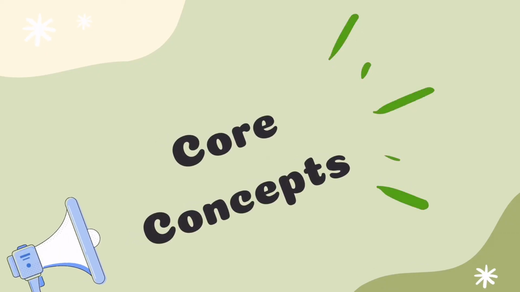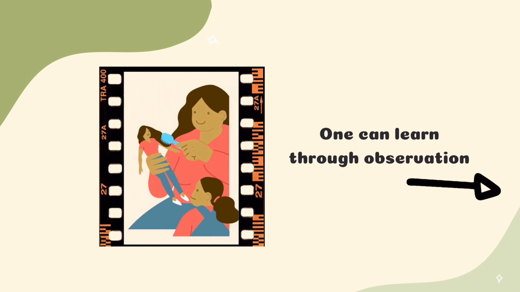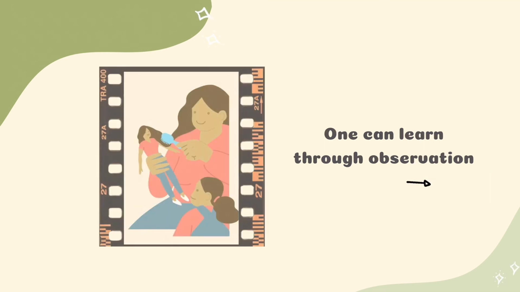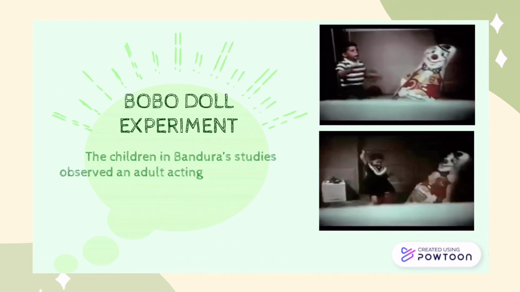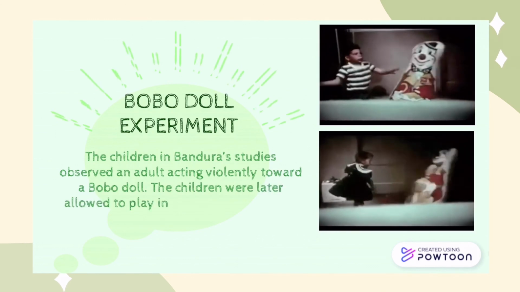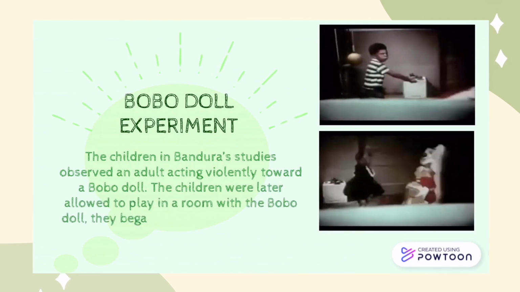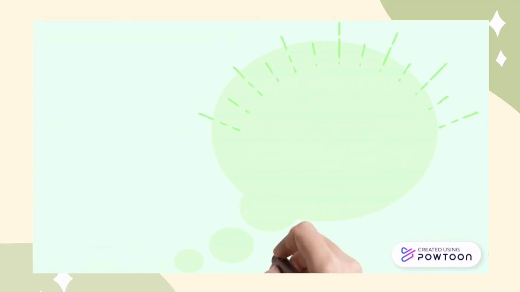Some core concepts of the social learning approach. Firstly, one can learn through observation. In the Bobo doll experiment, the children in Bandura's studies observed an adult acting violently towards a Bobo doll. The children were later allowed to play in the room with the Bobo doll. They began to imitate the aggressive actions they had previously observed. There are several types of models.